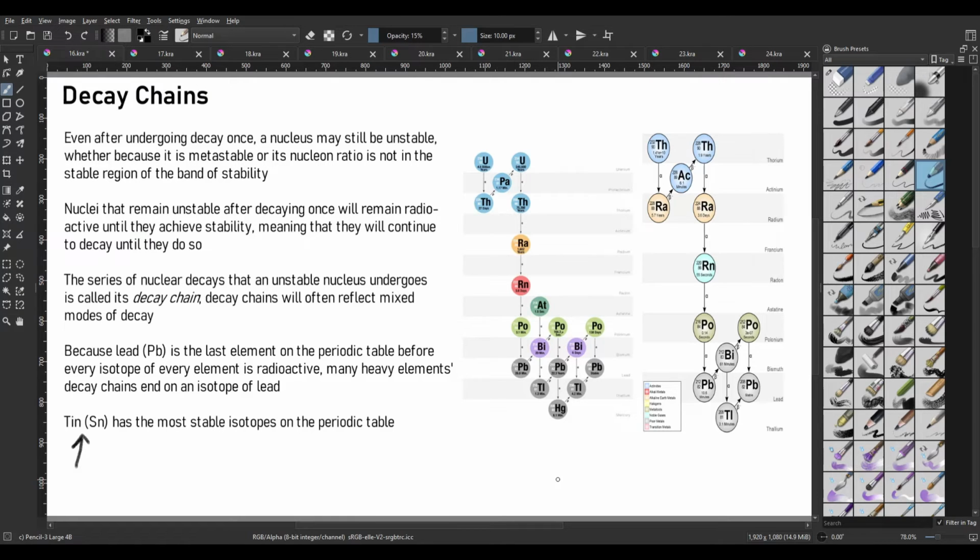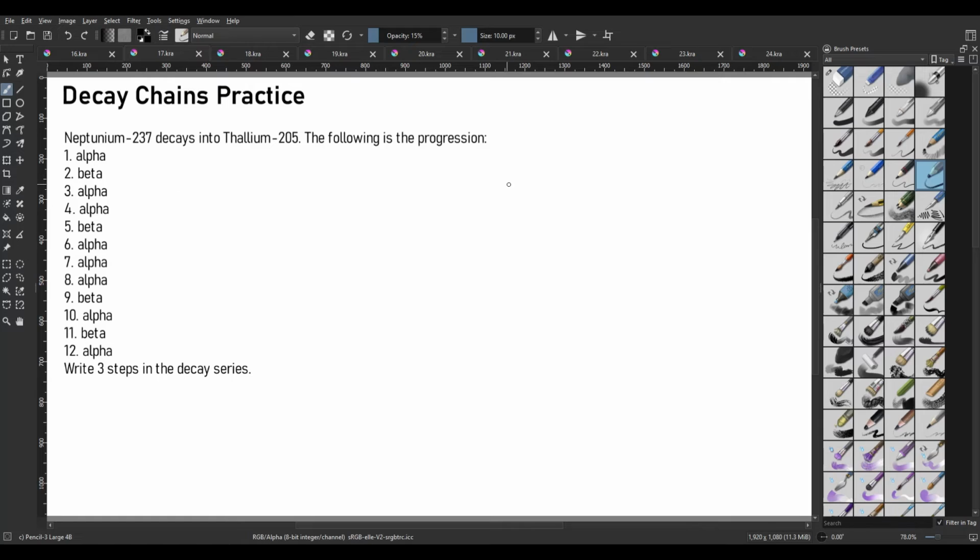So we're just going to do a quick practice problem here to make sure we understand the concept of a decay chain. So let's read the question. It says Neptunium-237 decays into Thallium-205. The following is the progression. And we have a list of alpha and beta decays. Anytime it says beta decay, we're going to assume beta minus decay for these in order to make this work. And it says to write 3 steps in the decay series. We might do more just to illustrate the concept. We're going to do at least 3. So we start off with Neptunium-237, so let's go ahead and write that out.